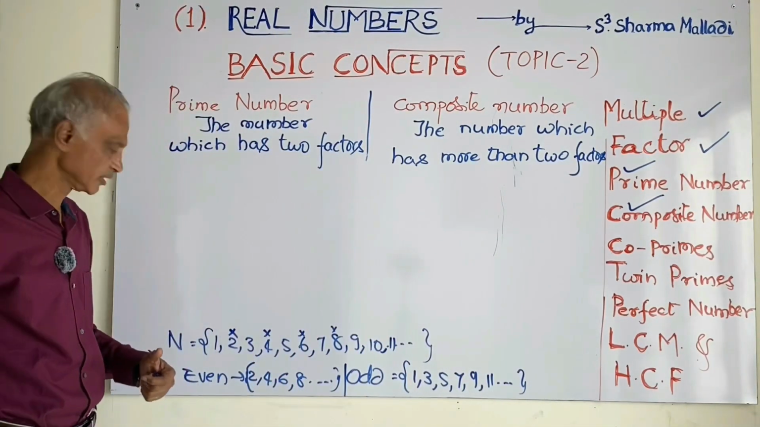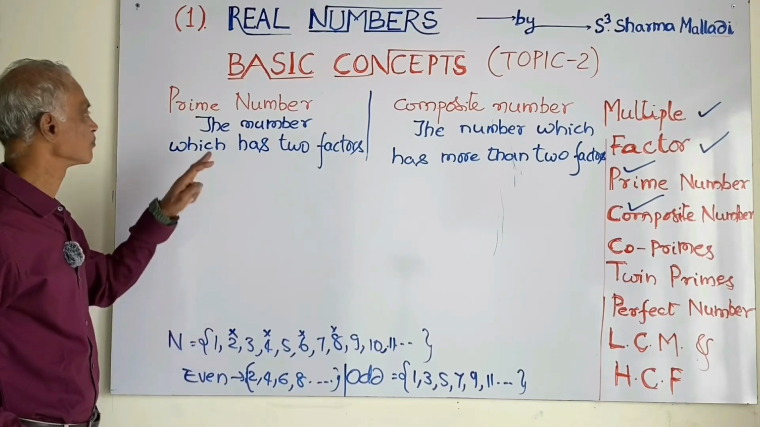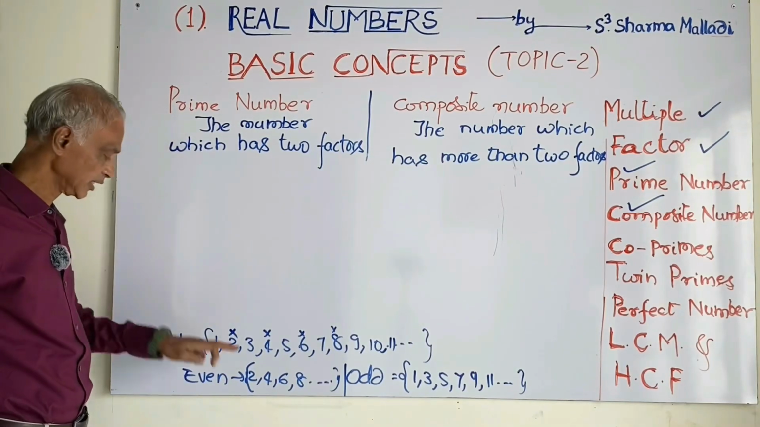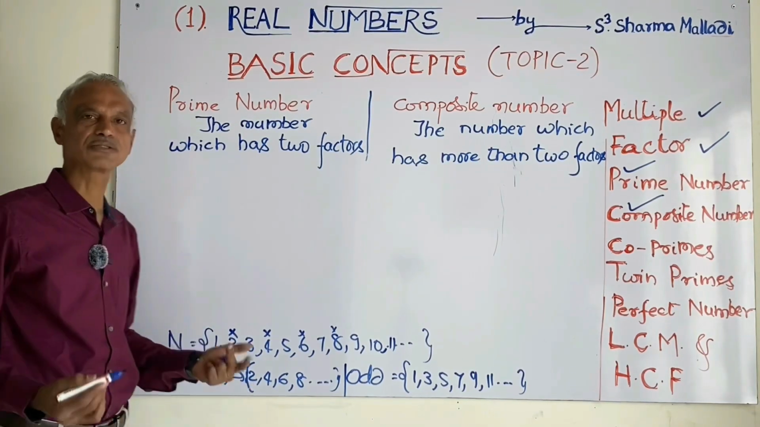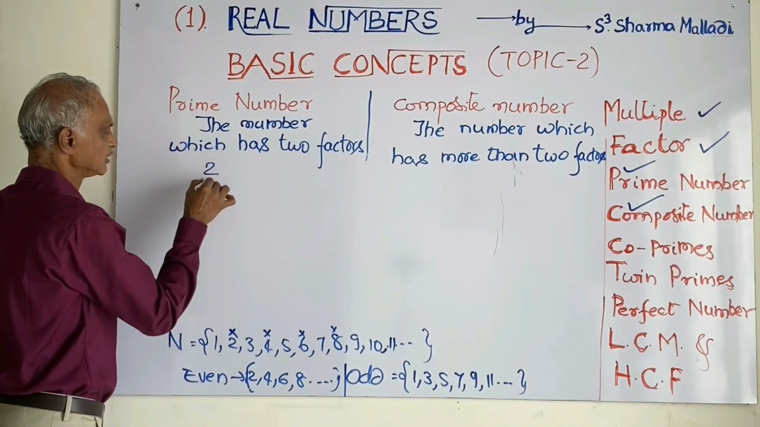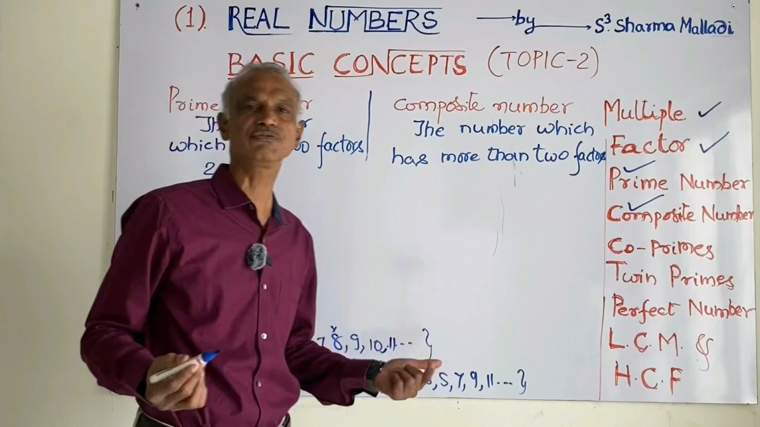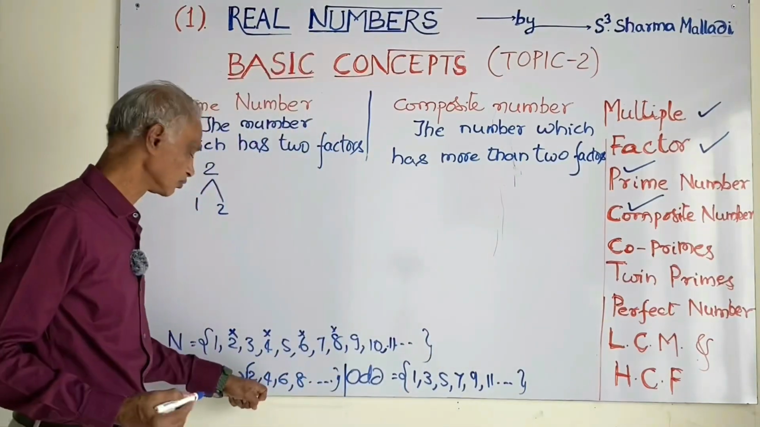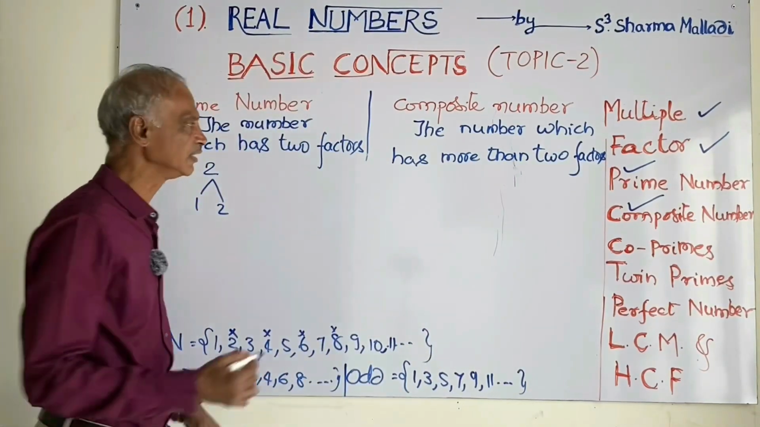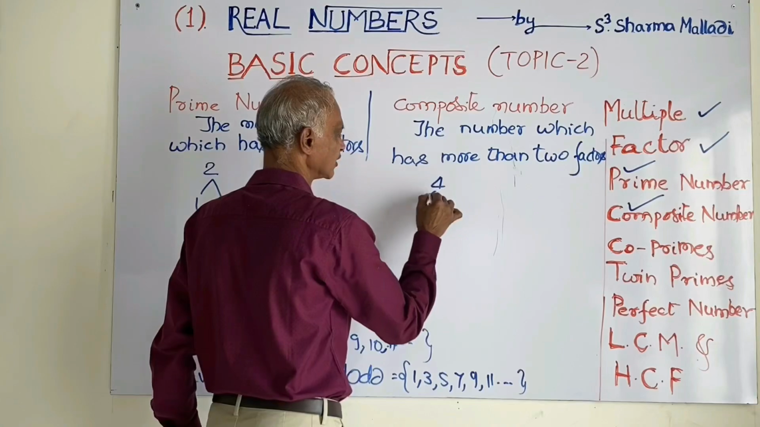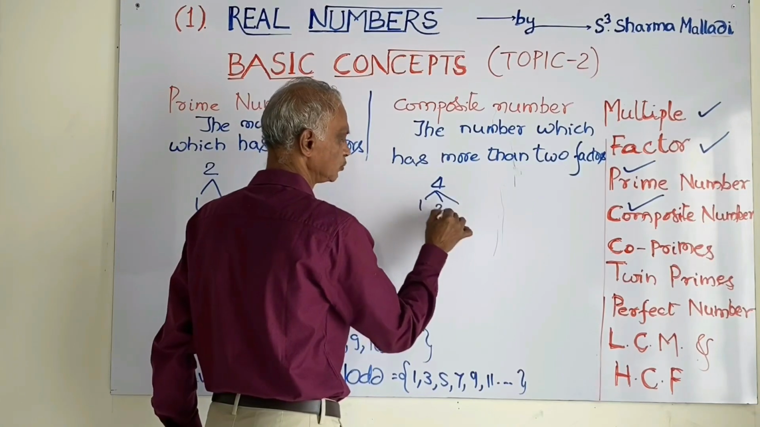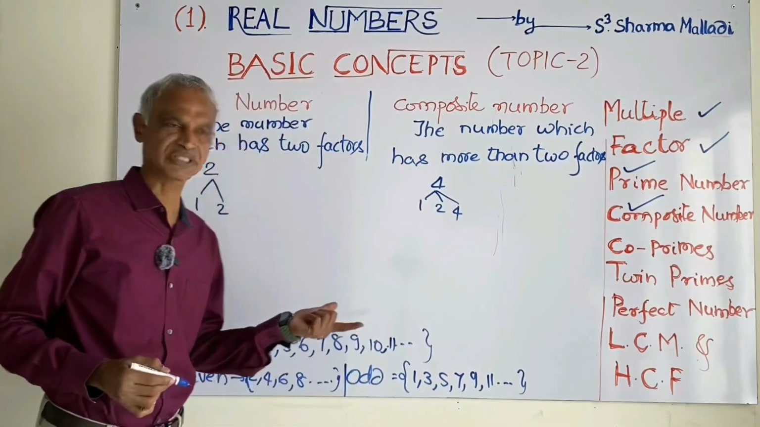We will check whether 2 is a prime number or not. Is 2 a prime number? Yes, 2 is a prime number because it has 2 factors, 1 and 2. It has only 2 factors. See, 4. No, 4 has more than 2 factors. What are they? 1, 2, 4. 4 is a composite number.